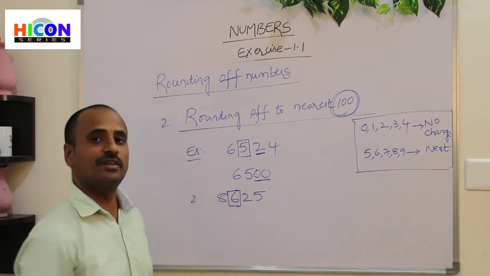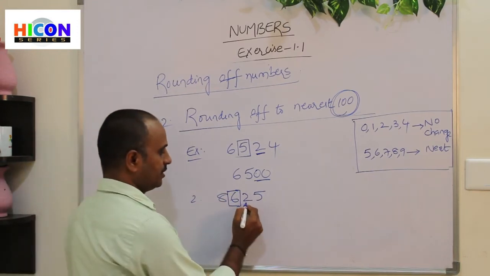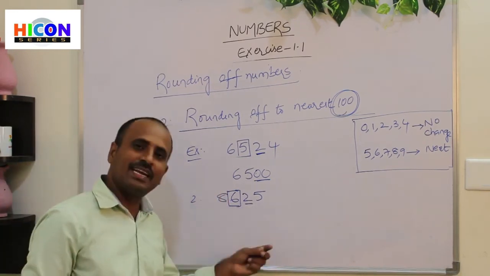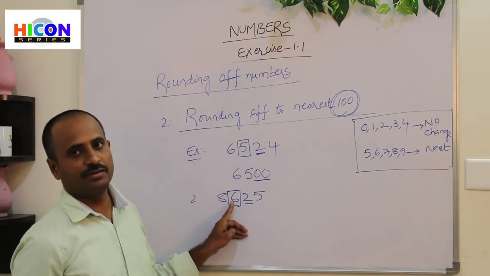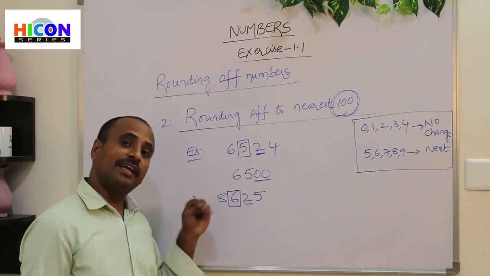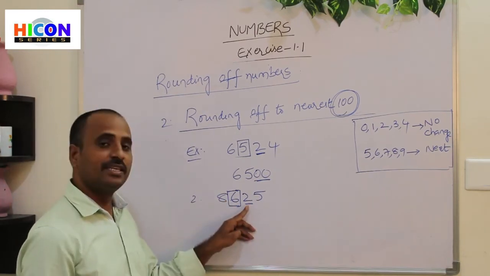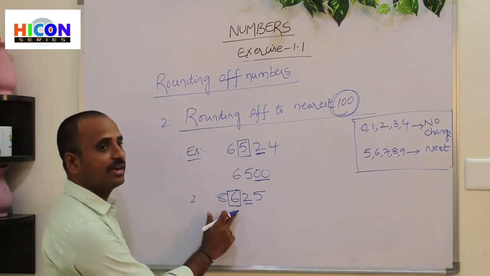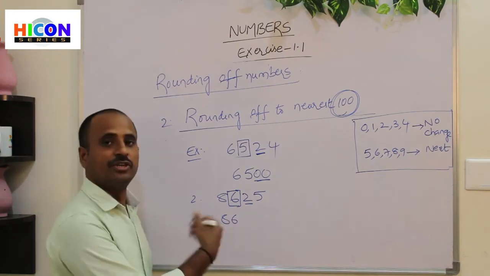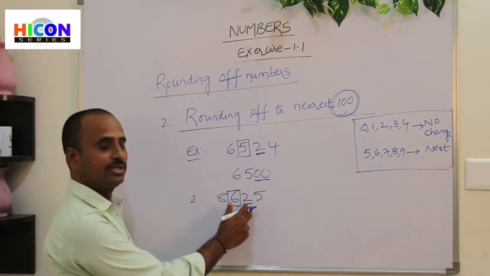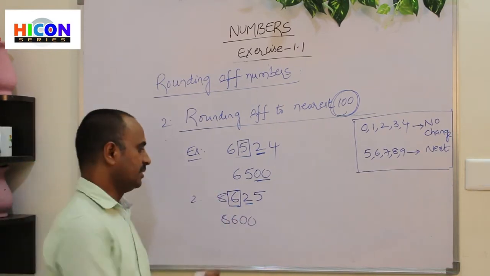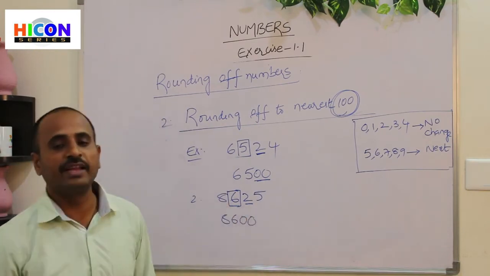Ones, tens, hundreds. So this is the digit present in the hundreds place. That is, there are 6 hundreds. Now check the next digit. The next digit is 2. If the next digit is less than 5, keep the same hundreds. If the next digit is more than 5, write the next hundreds. So here the next digit is less than 5, so keep the same hundreds, no change in the hundreds. And put zeros for the remaining digits. There are 2 digits, so put 2 zeros. 8600. So this is the number rounded off to the nearest hundreds.